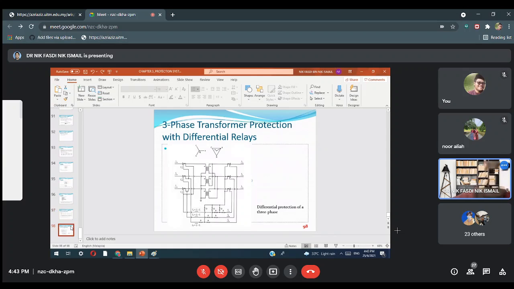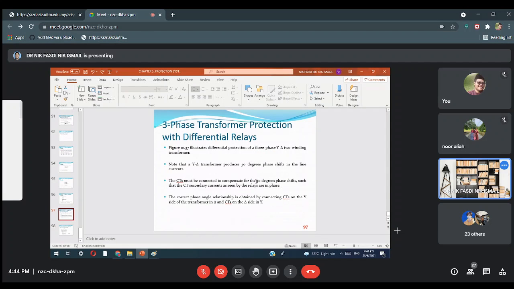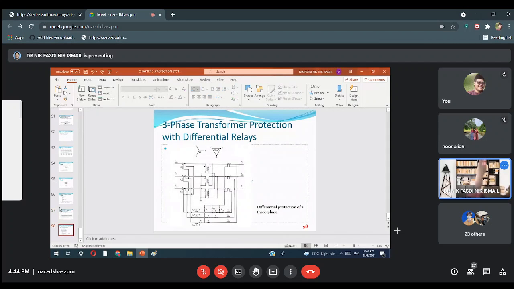on the Y side of the transformer in delta and CT on delta in Y. Maksudnya gini lah, sebab dia ada phase shift, so connection of CT, ingat three phase ni connection dia adalah bentuk star dan delta, dia tak straightforward, different dengan single phase. So for this case, to protect the three phase transformer, connection of CT, let's say for star connection, dia connected in delta connection, CT is connected in star. Dia terbalik saja. In order to do the correction for the 30-degree phase shift. Itu maksud dia. Okay? Right.